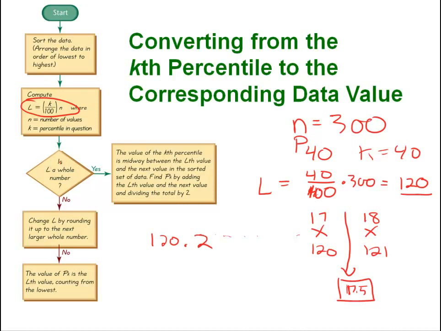Well, then when we get to this step, is L a whole number? You go, no, it's not. It's got a decimal. So now you change L by rounding it up. See, in this, you got to pay attention to this. You round up. So even though this is a decimal smaller than 5, you would still round up to 121, and then 121 would be the one that you were looking for.